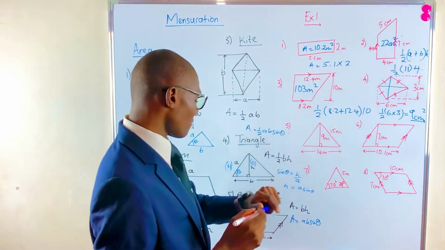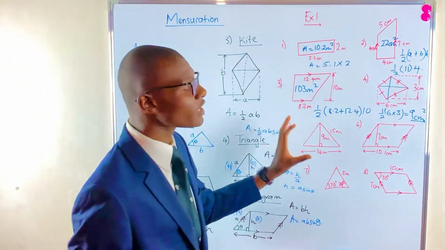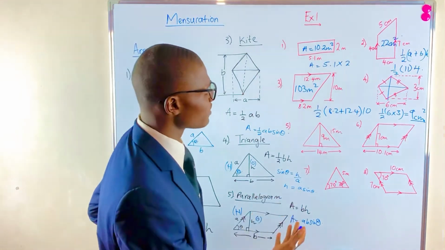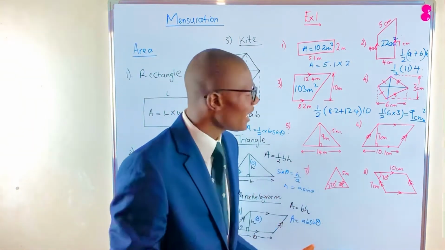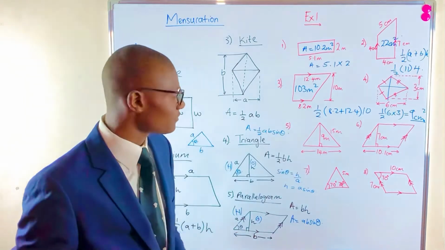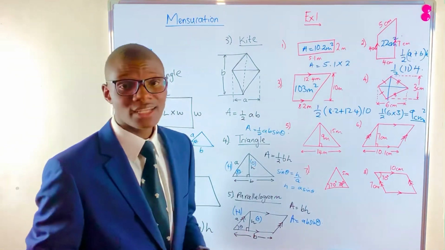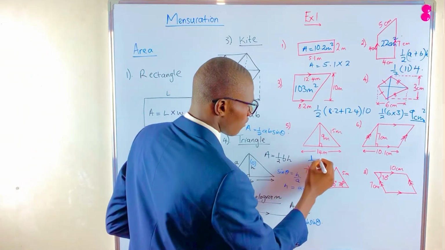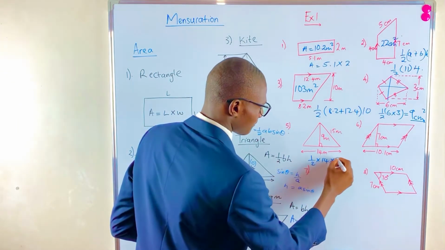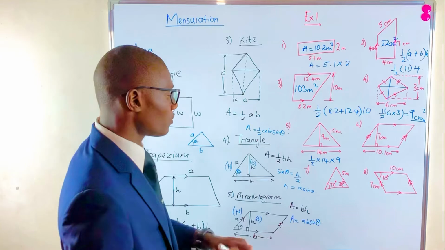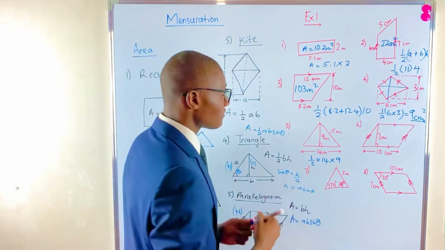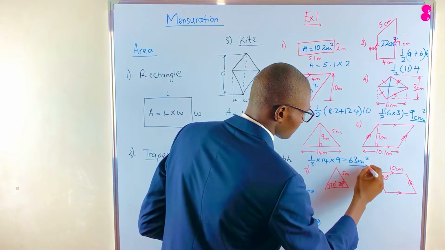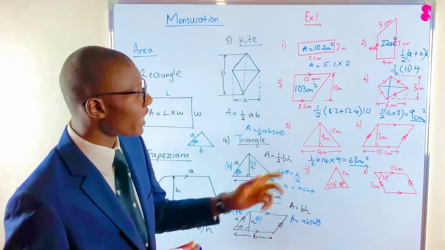Now moving on to number 5, we need to calculate the area of this triangle. What we know about this triangle is that we know the base already, and we know the height as well. So we can simply say half base times height, which would be half of 14 times 9. So that would be 7 times 9 to give us 63 square meters. So that's the area of that triangle.